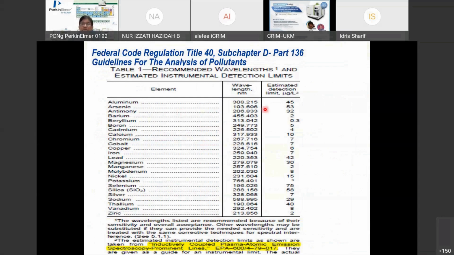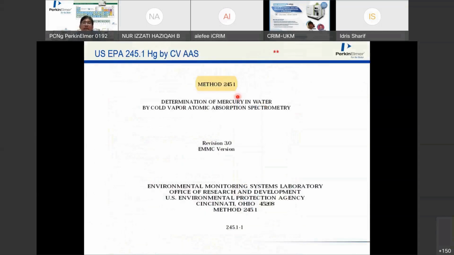So same thing as they put 53, but now it's 1 ppb. This is considered an old method. Okay, now this is US EPA 245.1. It's the cold vapor AAS method for water analysis, mercury in water.